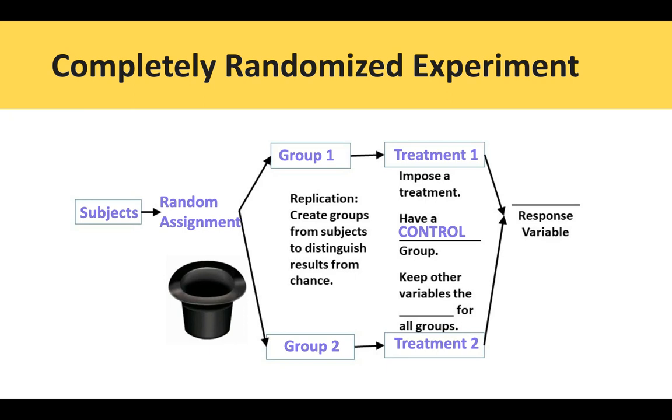Usually we like to have a control group. A control group is a group that doesn't really get a treatment, or they might get that placebo treatment that we talked about last time, that doesn't really have any actual impact on the response. So we can have a control group, especially if we only have one treatment that we're really testing. So if I just have one medicine and I want to know, does this medicine work better than just doing nothing? Then I might have a control group who gets either no treatment or a placebo treatment. And then we're going to keep other variables the same for all groups.